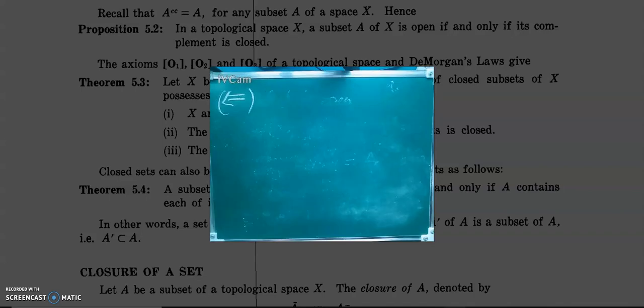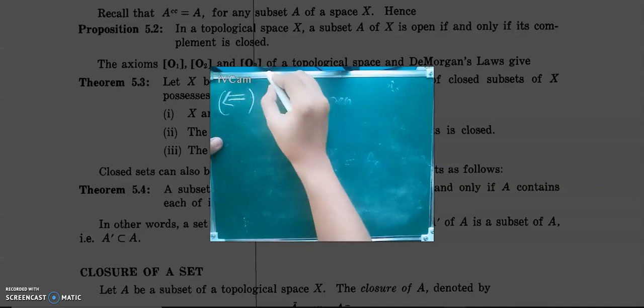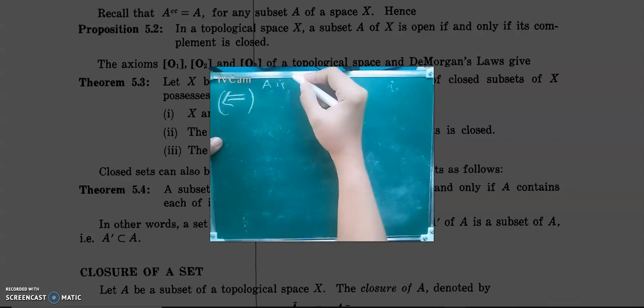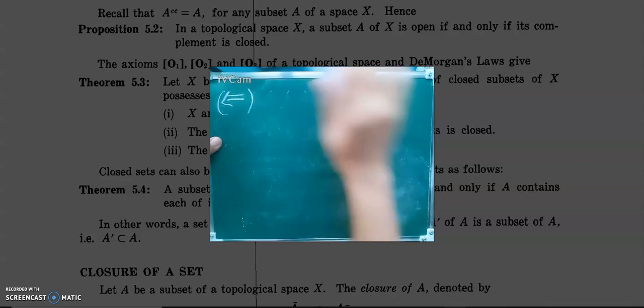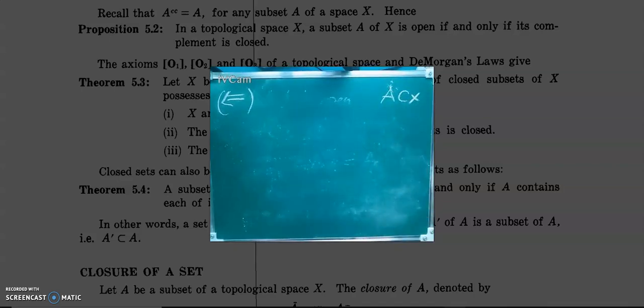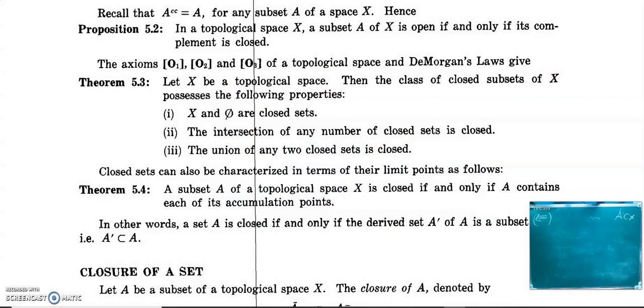Now, for the next one, the other way is we are going to assume that the complement is closed. Recall that we have A is a subset of X. Then in our other way of proof, we are going to assume that its complement is closed here in our statement. So we will assume this one and then we will show that A is open.